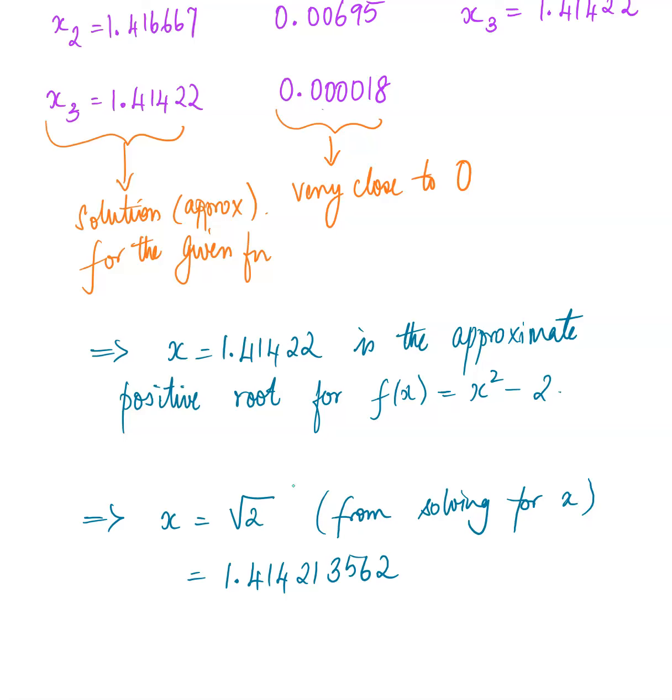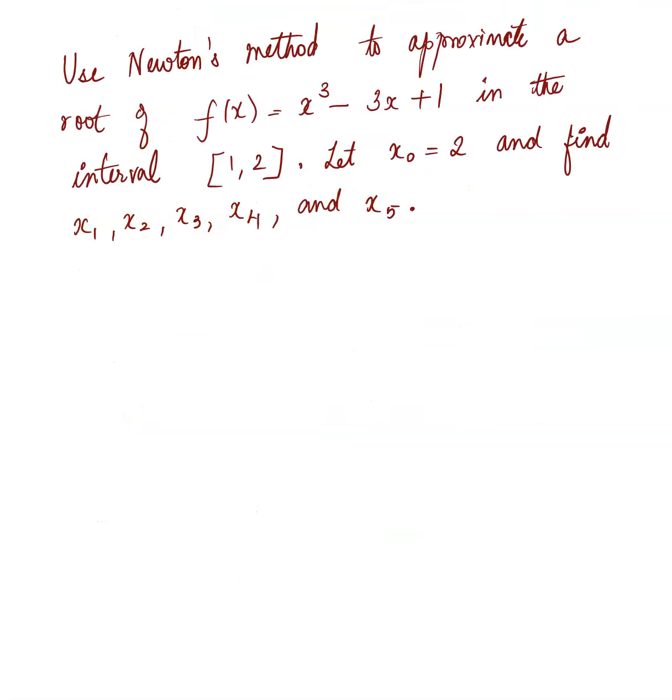And that is how mathematicians used Newton's method in doing their calculations way, way, way before we had calculators, especially the scientific and graphing calculators. So it's really a powerful method to help us find the solution for more complicated equations. So to illustrate that, let's do another example. Use Newton's method to approximate a root of f of x equals x cubed minus 3x plus 1 in the interval 1 to 2. Let x naught be 2, and find x1 through x5.